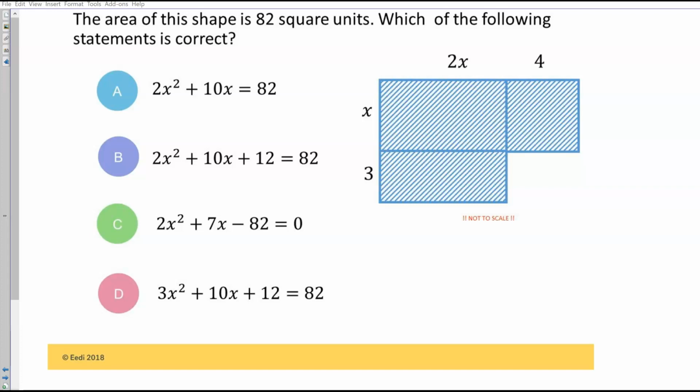Okay, another question for you to do, a bit trickier. So hit pause, have a think, have a play, and then if you're not sure, come back and I'll go through the question. So the question was talking about area, and these are just rectangles. So to find the area of a rectangle, one side times the other. So x times 2x, 2x squared, x times 4, 4x, 3 times 2x, 6x, and we want the total area, so add them all up, which gave me this, and you were told that the area was 82.